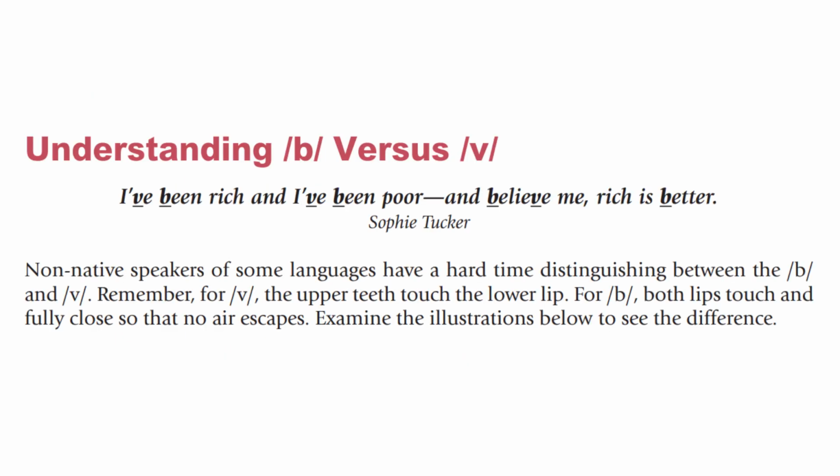B and V sound contrasts. Non-native speakers of some languages have a hard time distinguishing between the B and the V. Remember, for the V sound, the upper teeth touch the lower lip. For the B, both lips touch and fully close so that no air escapes.